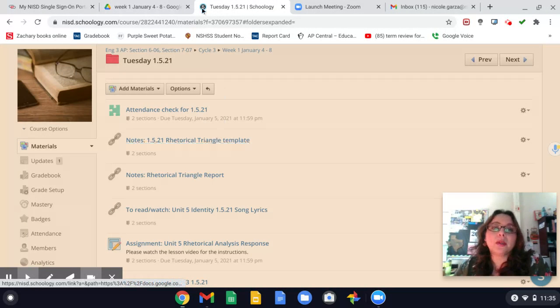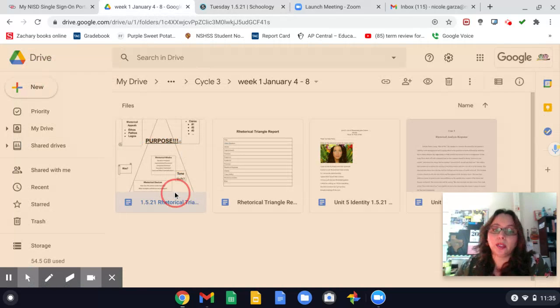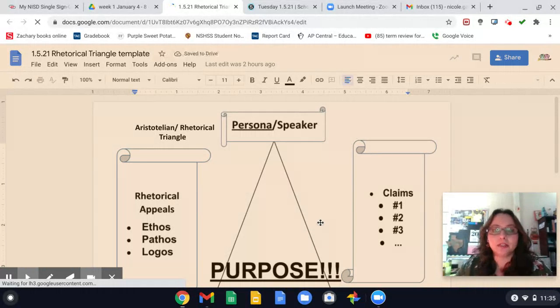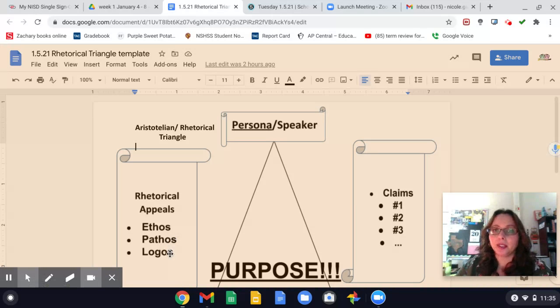The first note that we're going to look at today is the rhetorical triangle in itself. This is, again, just an image. There are different variations out there. A lot of them I don't agree with because of the whole ethos, pathos, logos, but I included it here just because y'all are familiar with those terms.